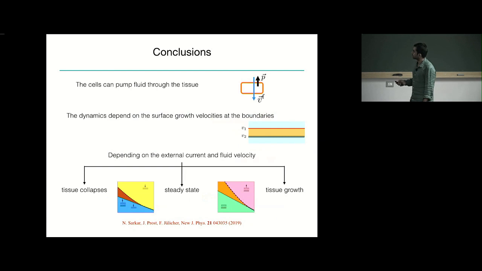So to conclude the first part of my talk, we have developed a model which takes into account the pumping of the fluid and ions by the cells throughout the tissue. And the dynamics of the tissue depends very much on the growth velocities at the boundaries, that is V1 and V2. Also, depending on the external current and external fluid velocity, we can obtain tissue collapse, tissue growth, or steady state tissue thickness.